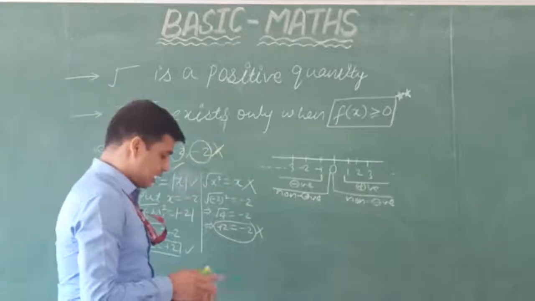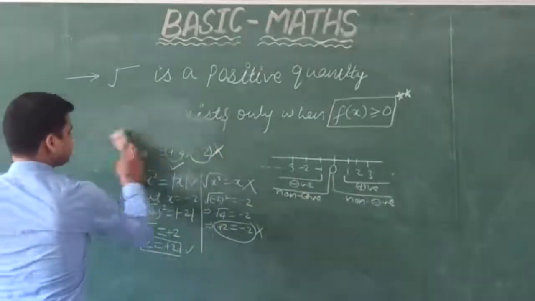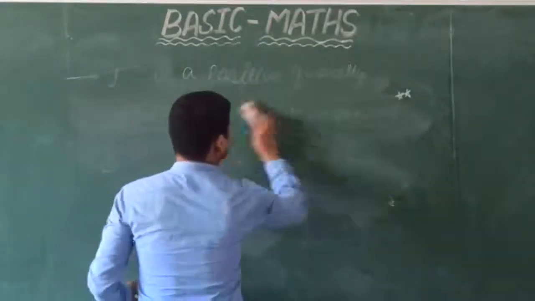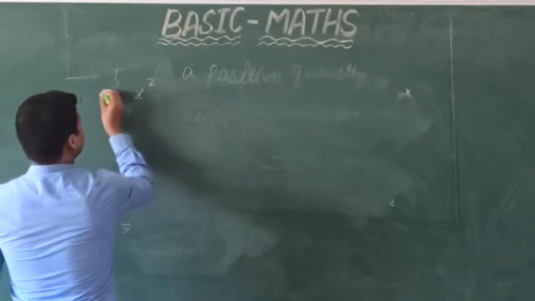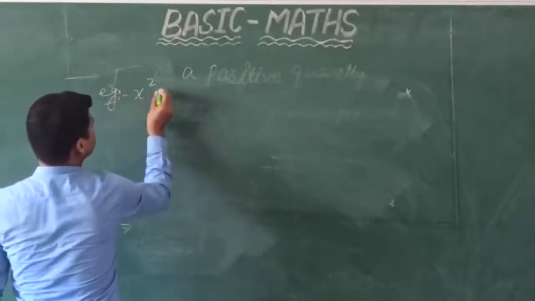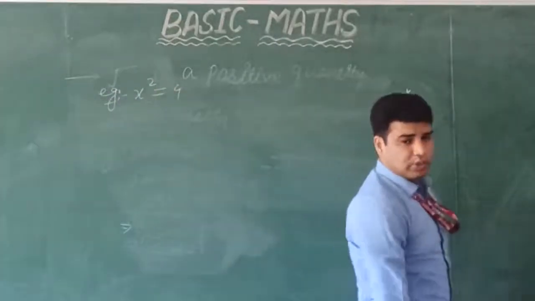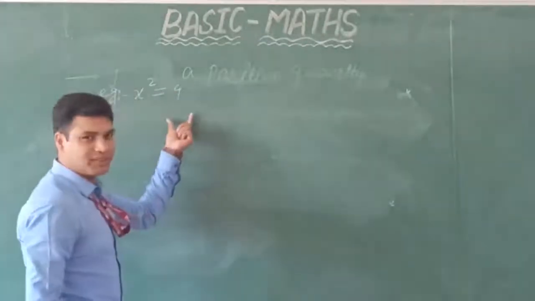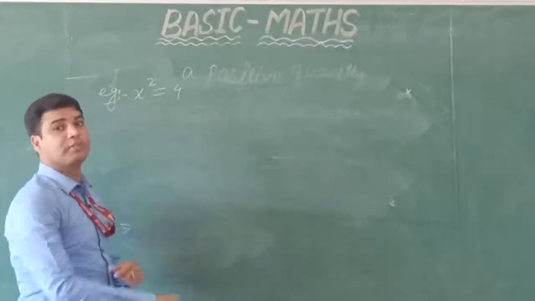Now what is the second point? The second example I am taking is this. See here, root under x square equals 4. So what is the value of this? If you are saying root under 4 equals plus 2, not minus 2, then what is the value of this, root under x square equals 4? The value of this is plus minus 2.